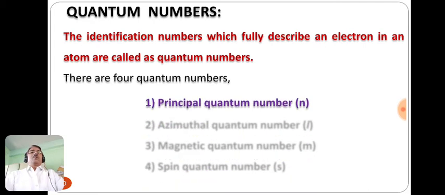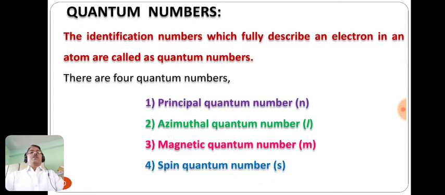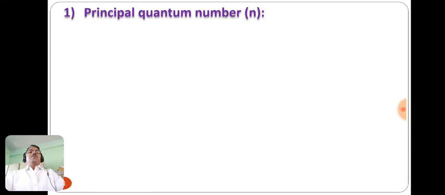First is the principal quantum number, which is denoted by letter n. Second is the azimuthal quantum number, which is denoted by letter small l. Third is the magnetic quantum number, which is denoted by the letter small m. And last is the spin quantum number, which is denoted by letter s. So let us see one by one. First is the principal quantum number, which is denoted by letter n.